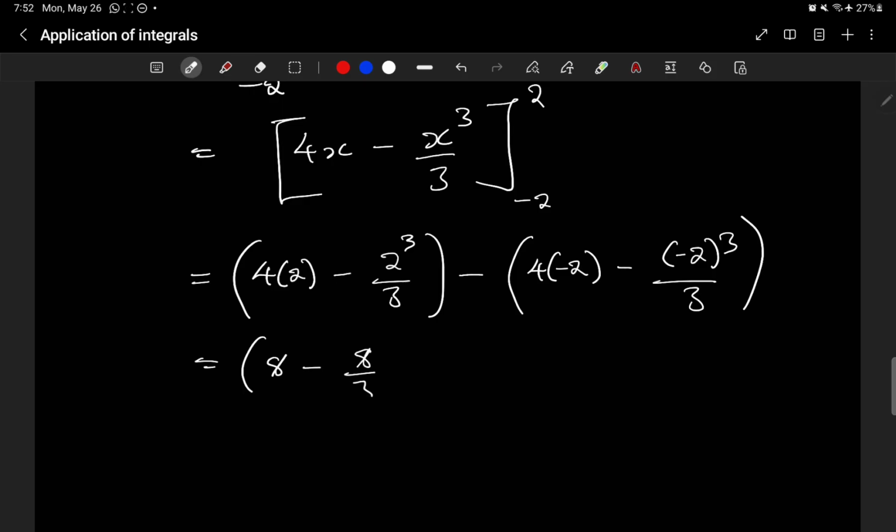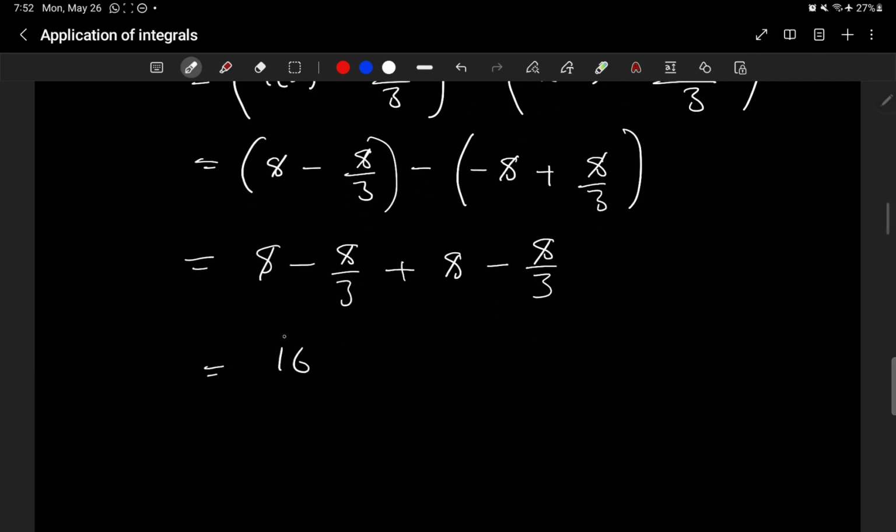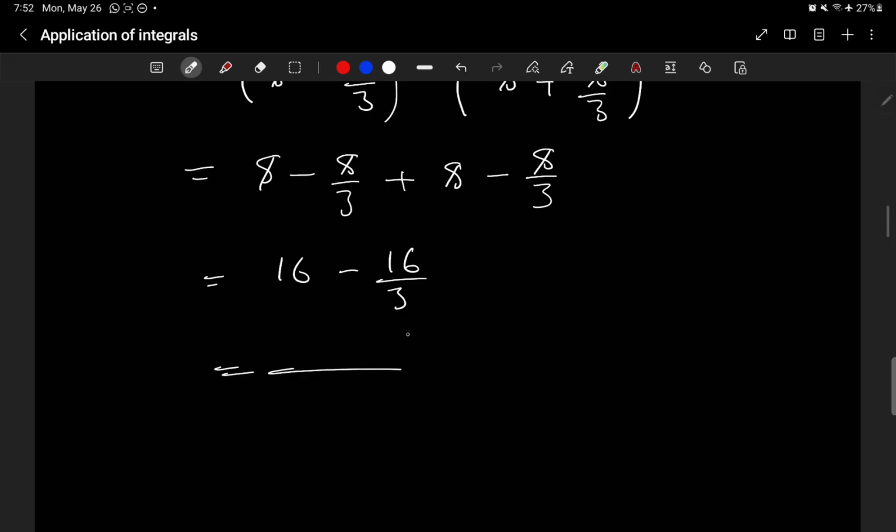minus 8 over 3 minus, I can keep it like this first, minus 8 here, and then this will be plus, when the minus comes from there, 2 to the power 3, that will be 8 over 3. Remove the brackets, we now have 8 minus 8 over 3. This becomes plus 8 minus 8 over 3. So that we have 16 when the 8 and the 8 add up. And again, this will also give us 16 over 3. So now we just have to simplify this.